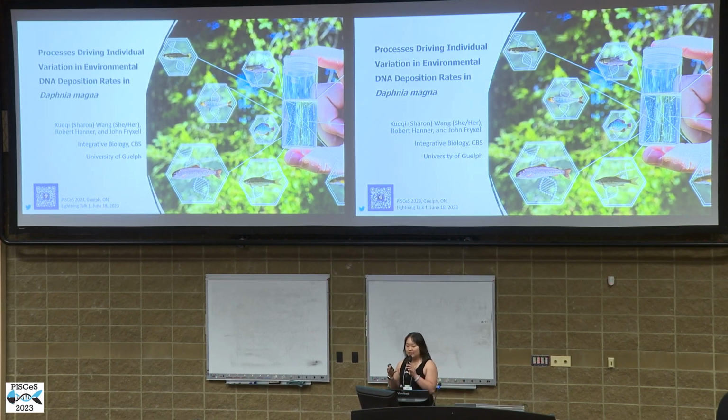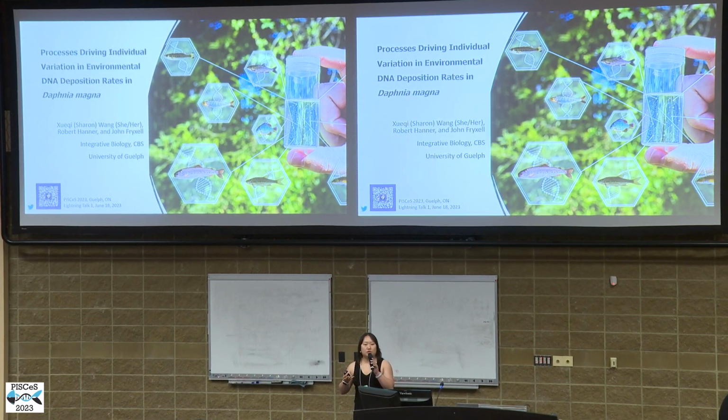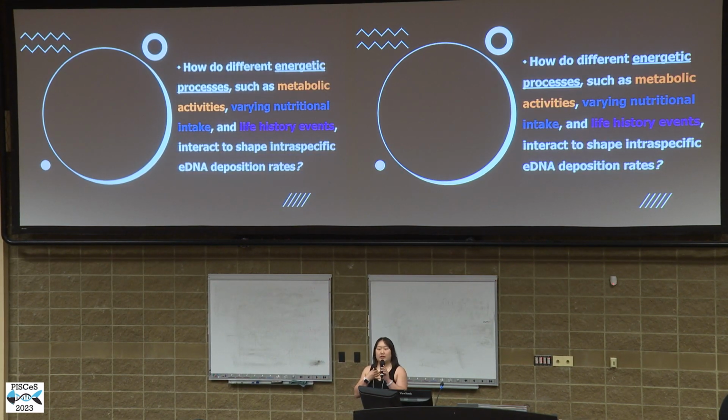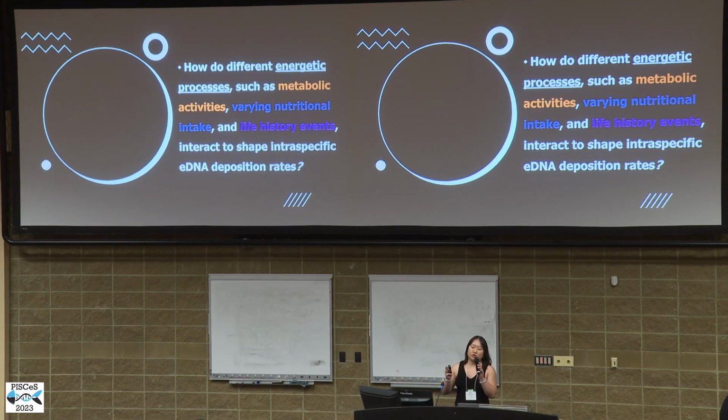So from that lens, eDNA to me is a way of getting some sort of index that can be used to infer species abundance. But before we can reliably trust the eDNA results to infer species abundance, we need to first answer some fundamental questions. And for me personally, I'm really interested to know how different energetic processes, such as metabolic activities, varying nutritional levels, and life history events, interact to shape intraspecific eDNA deposition rates on an individual level, and how does that change throughout individual lifespan.